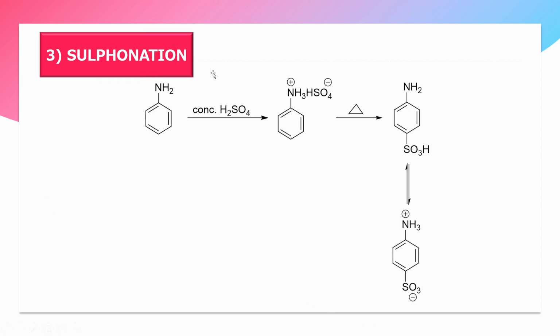Next electrophilic substitution reaction is sulfonation. So we'll simply use some concentrated sulfuric acid with aniline to get the salt, and when we heat it, we get this entity, but this actually reverts into its zwitterionic form and is called sulfanilic acid. So this was how sulfonation took place for an arylamine like aniline.